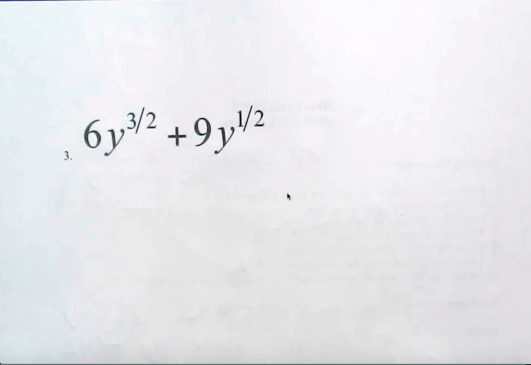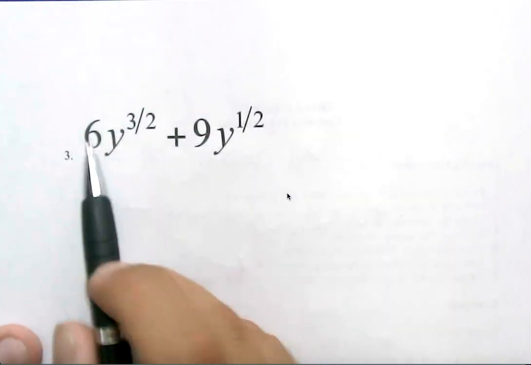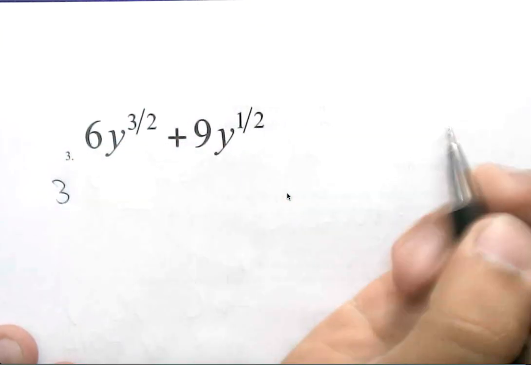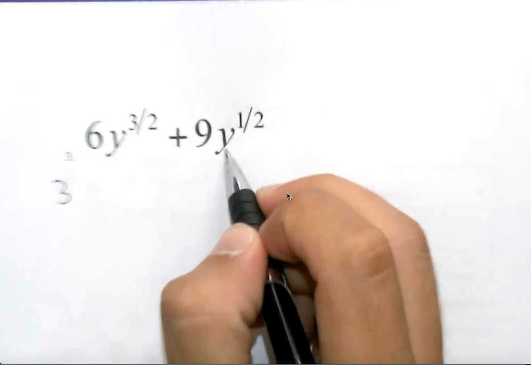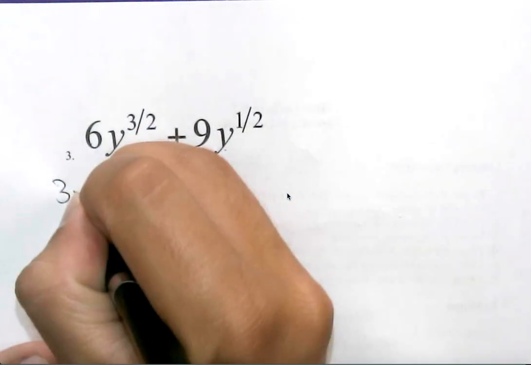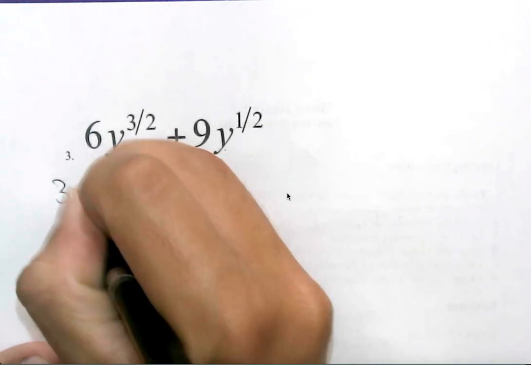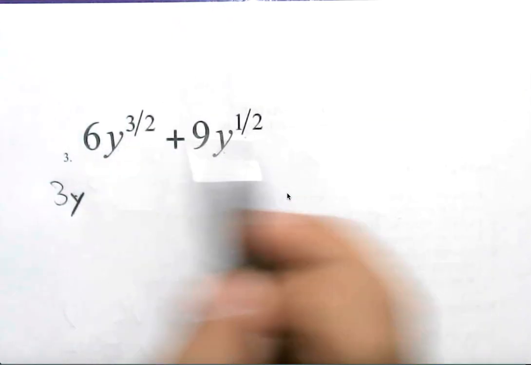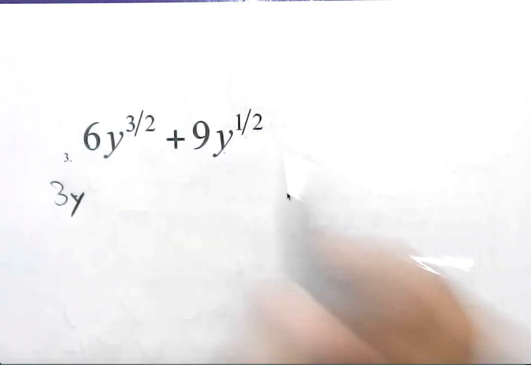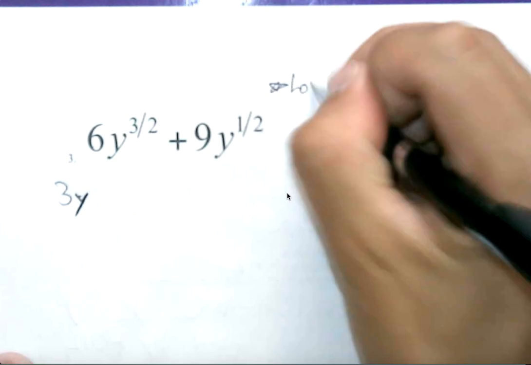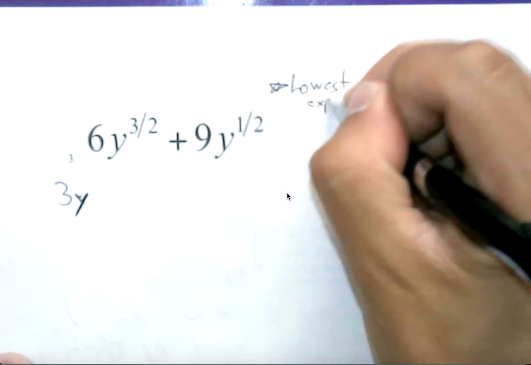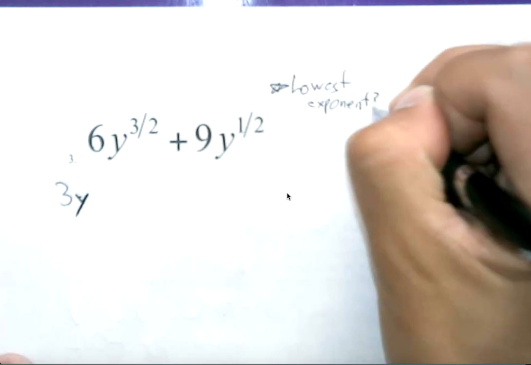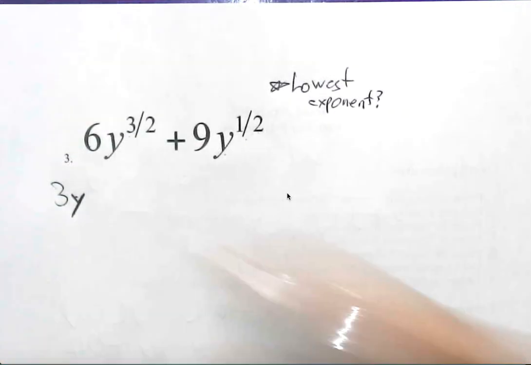For this problem, dealing with a fraction for our exponent, hopefully we can agree that with 6 and 9, we can factor out 3. Hopefully we can also say that y is a common factor. And you should also continue to get the lowest exponent. So the lowest exponent of these two, which of these is lower, 3/2 or 1/2? Hopefully you're saying 1/2, so let's factor that out.